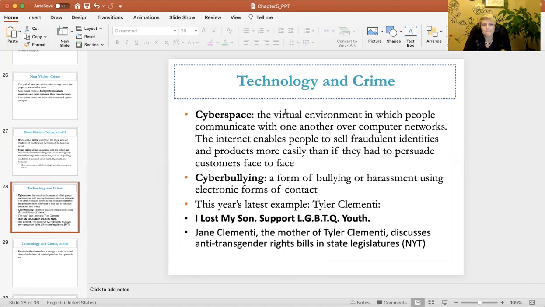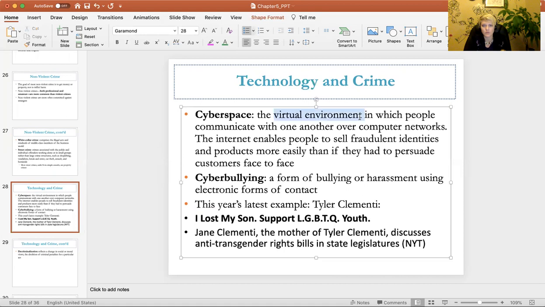Technology and crime is something that is more recent and unexplored. Cyberspace is a term we use for describing the virtual environment in which people communicate among various networks, such as Zoom and the social media platforms and so on and so forth. Cyberbullying is what has been coined as a term for harassment online in the cyberspace. And I offer to you, if you have time to read this, an article from just a few months ago in the New York Times.